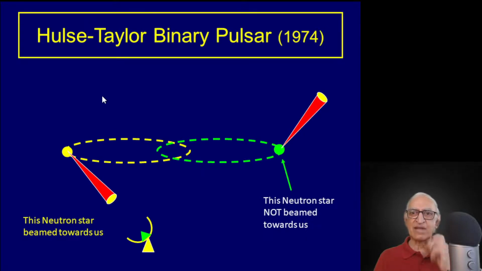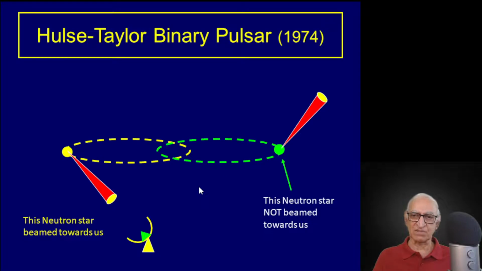The first binary pulsar system to be discovered was discovered in 1974 by Joseph Taylor and his student Hulse. Now, many years later, 20 years later, or 1993, they were awarded the Nobel Prize for Physics for this discovery of this extraordinary binary system.